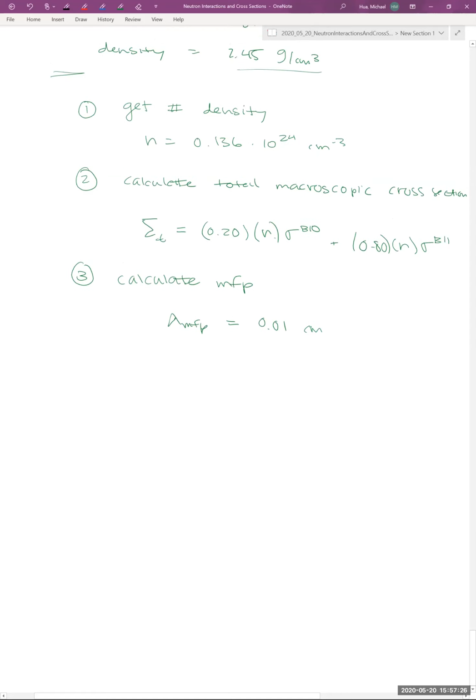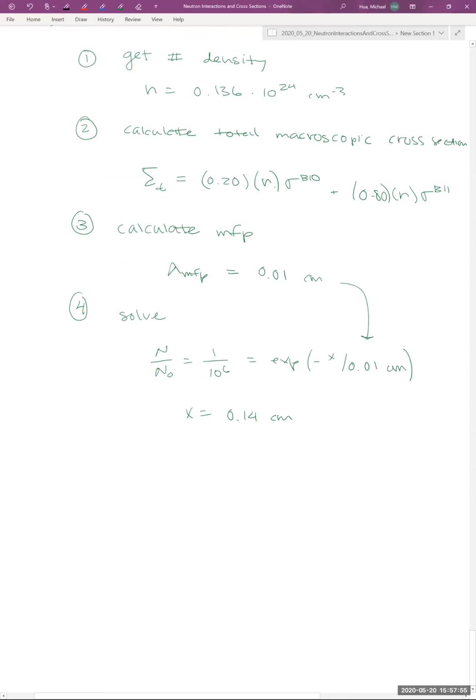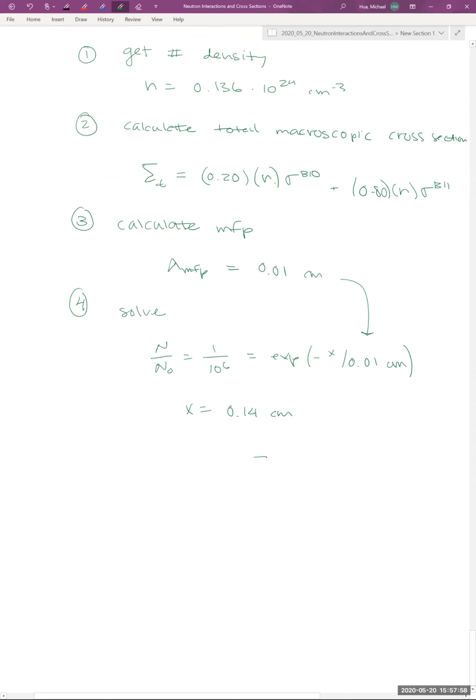So now the last step is solve N over N naught equals 1 over 10 to the 6 equals the exponent of minus x over 0.01 centimeters. And if we do solve this, then what we'll get is that x should be 0.14 centimeters. So this is kind of a back of the envelope way to calculate shielding.